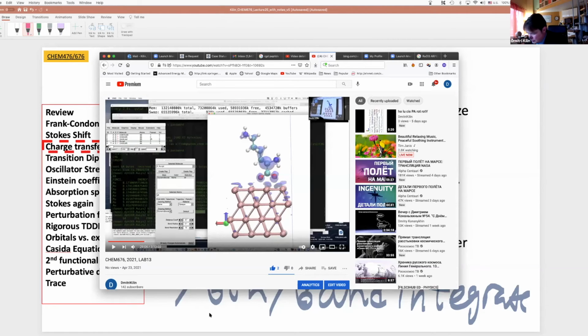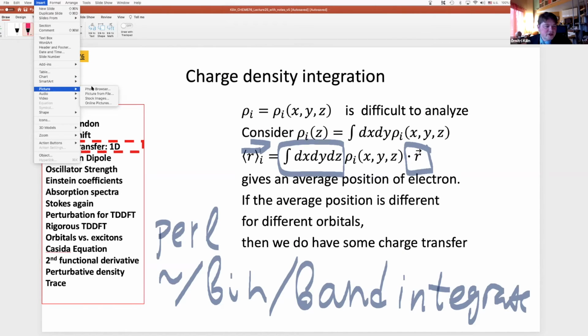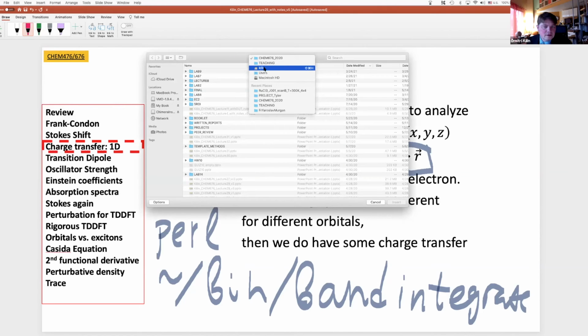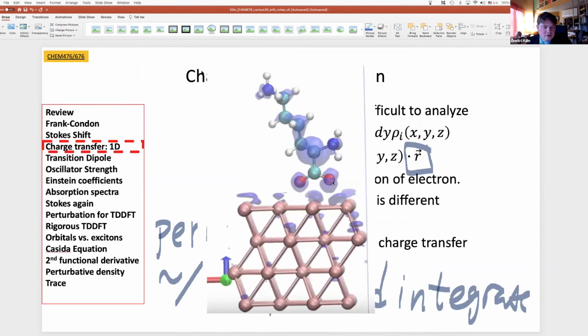Maybe I can just quickly create a slide right as we speak. Insert picture, profile, desktop, picture, insert, duplicate slide.